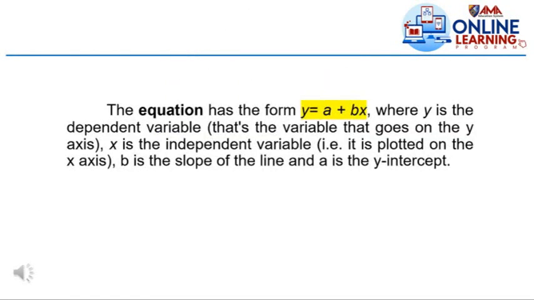The equation has the form y is equal to a plus bx, where y is the dependent variable, the variable that goes on the y-axis, and x is the independent variable, plotted on the x-axis. b is the slope of the line, and a is the y-intercept. So the general equation for simple linear regression is y is equal to a plus bx, or we can interchange that to y is equal to bx plus a.